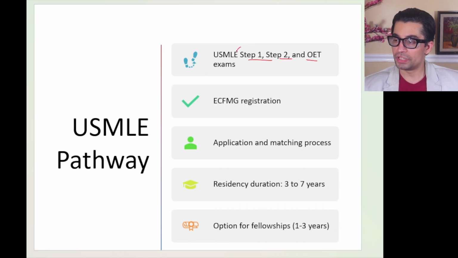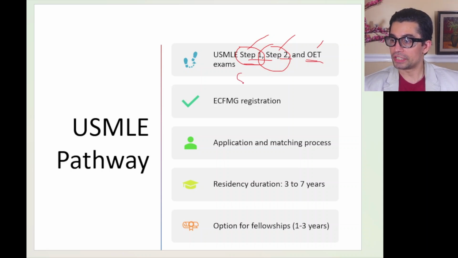So the USMLE Step 1, this is basic sciences such as pathology, anatomy, physiology, biochemistry, behavioral sciences, pharmacology. USMLE Step 2, this is for your clinical sciences, gynecology, medicine, surgery, and all that, right? OET actually stands for Occupational English Test. So the point to note about this is that both of these tests can be taken in your home country. You don't have to travel to the US for this. OET can also be, of course, obtained in your home country.